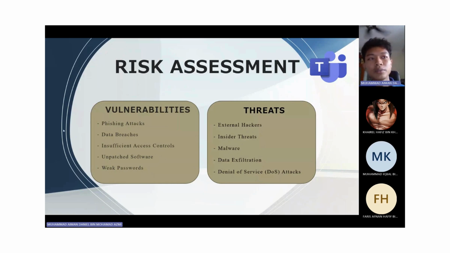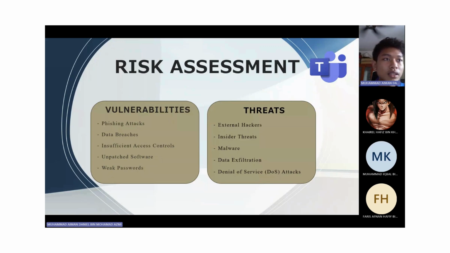For vulnerabilities, there are 5 different vulnerabilities that I have assessed for this asset. The first one is phishing attacks, then data breaches, insufficient access control, unpatched software, and weak passwords. For the first one, phishing attacks, your employees may fall victim to phishing emails designed to trick them into revealing sensitive information such as login credentials. This is very common in the modern world of cybersecurity. The impact is that stolen credentials can lead to unauthorized access to sensitive company information and systems.